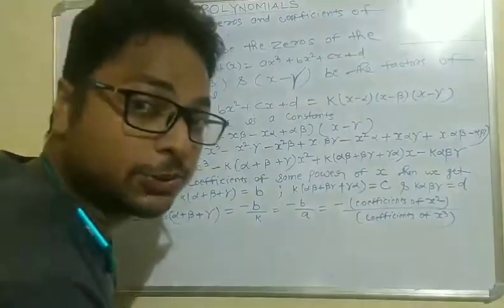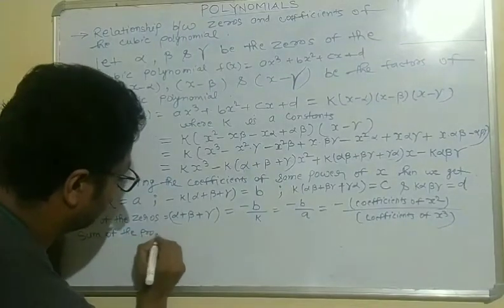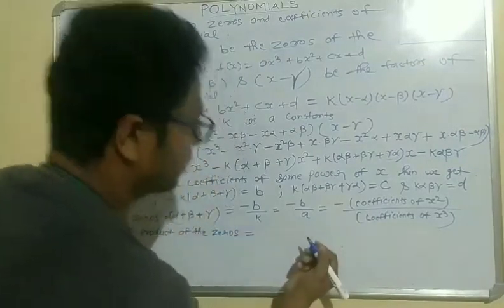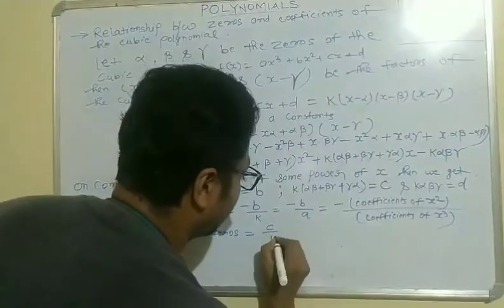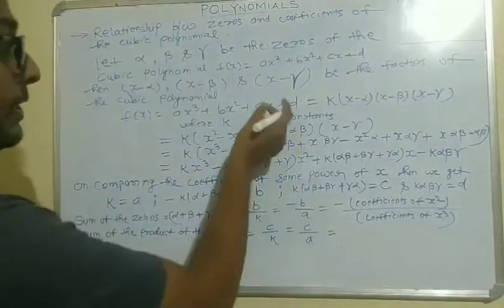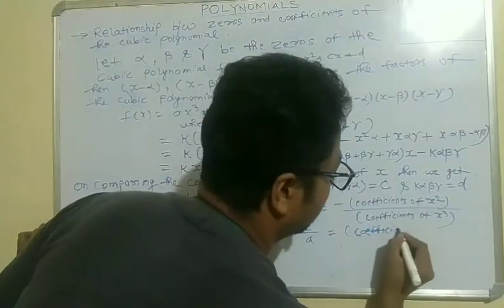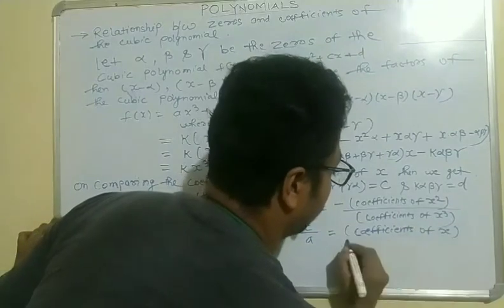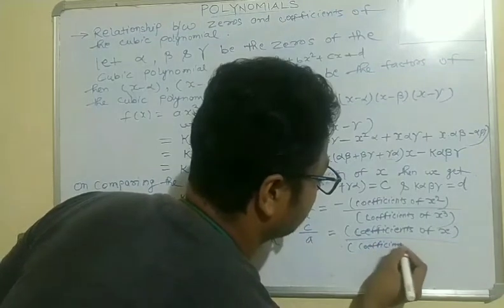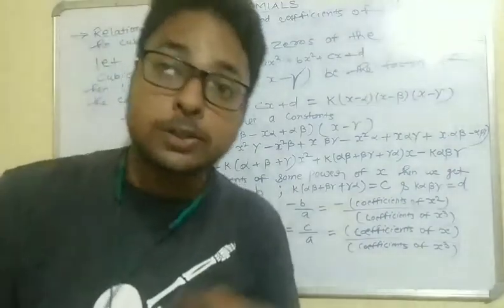Sum of the product of the zeros equal to c upon k. It means c upon a. What is c? Coefficient of x. So it is coefficient of x upon coefficient of x cube.